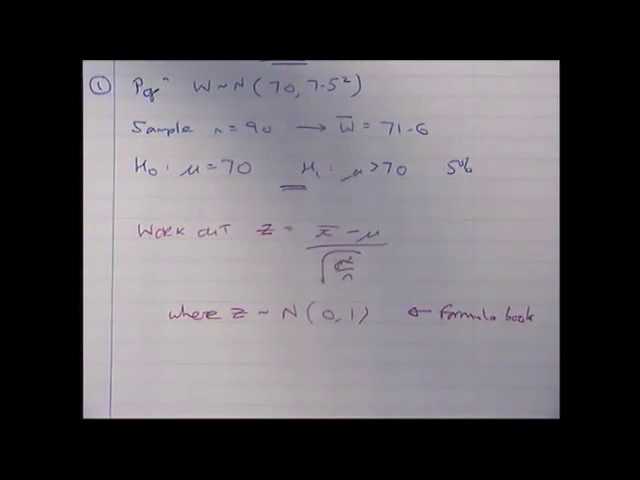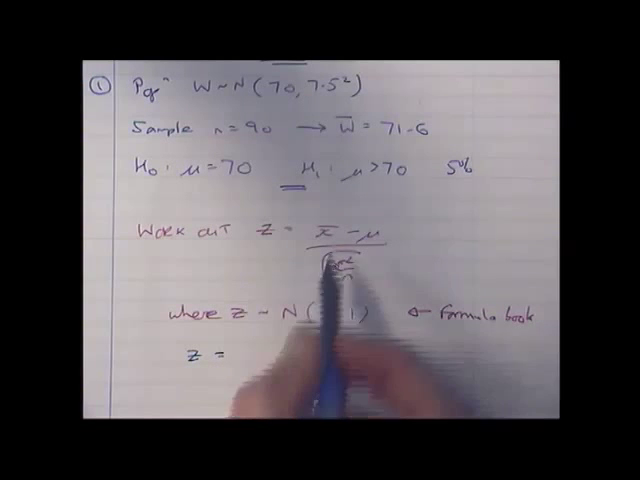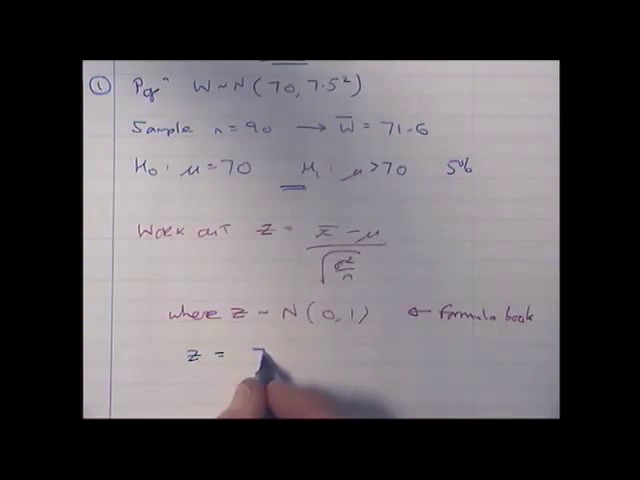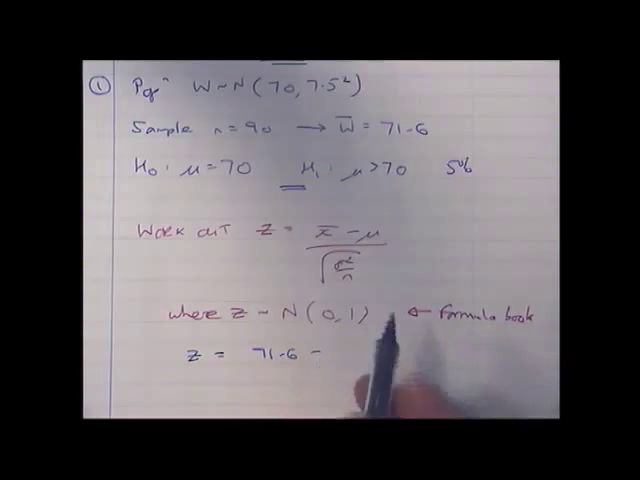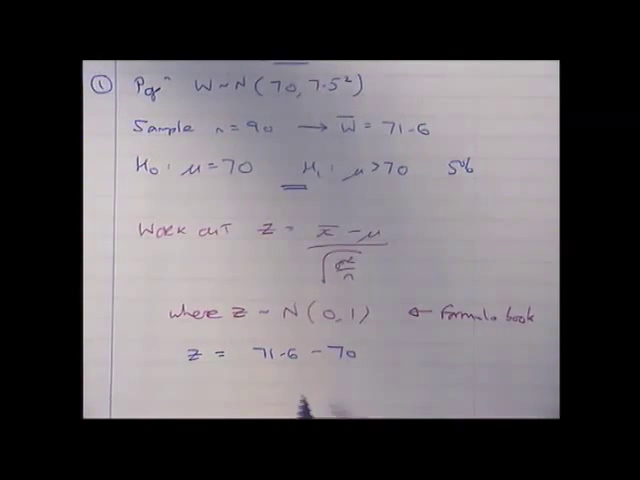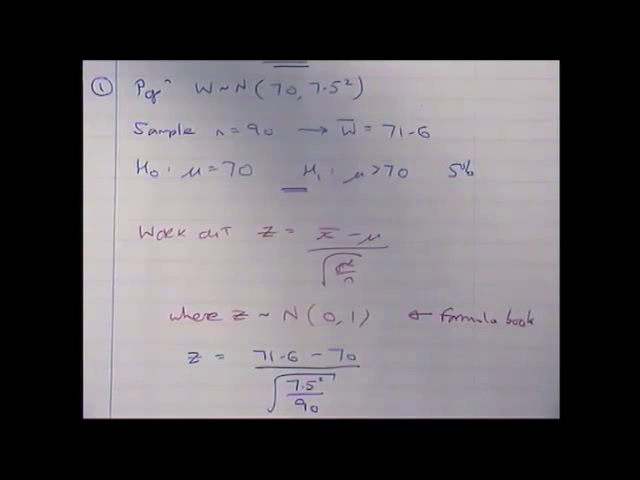So, for this question, our Z is going to be sample mean 71.6, take away our assumed population mean 70, divided by the square root of sigma squared, which is 7.5 squared, divided by the size of our sample, which is 90. It is time to reach for your calculators, press buttons in the right order, and tell me a number.